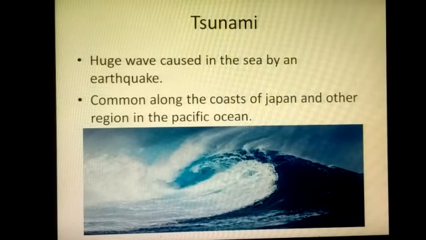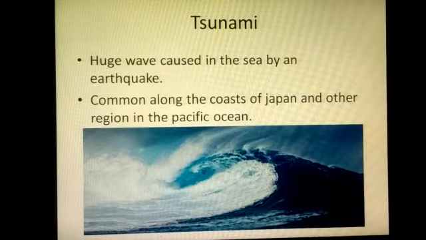On 26 December 2004, a tsunami in the Indian Ocean swept the coastal areas of Indonesia, India, Sri Lanka, Thailand, etc. It caused heavy damage to life and property, and many people lost their lives.